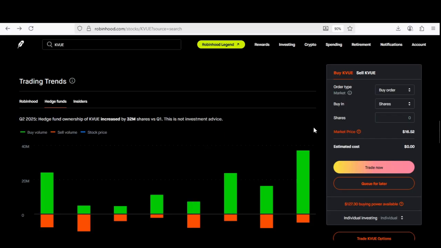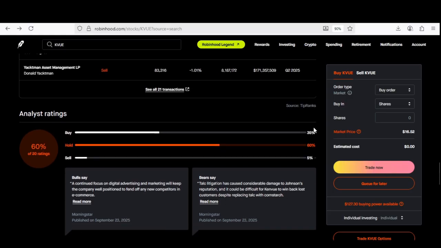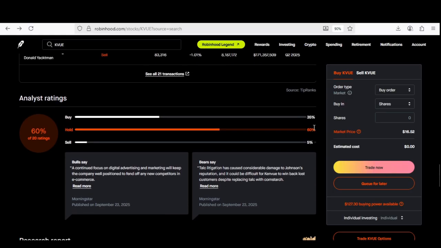Now let's go down one more and we're going to go ahead and highlight the analyst ratings. The analyst ratings here say that this stock overall is a strong hold. 60% of the analysts are saying it is a hold. Now it's not a buy, it's not a sell. Based on my own conclusions, I could tell you I disagree completely with the analysts. I think at the current level, the stock is absolutely a very strong buy.